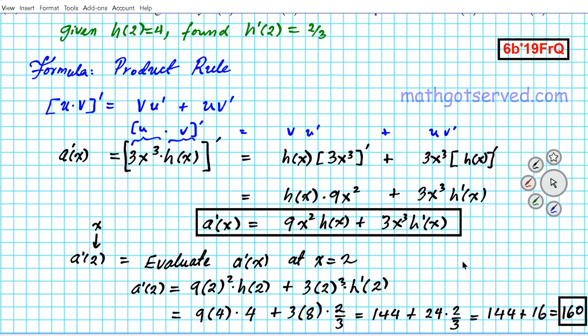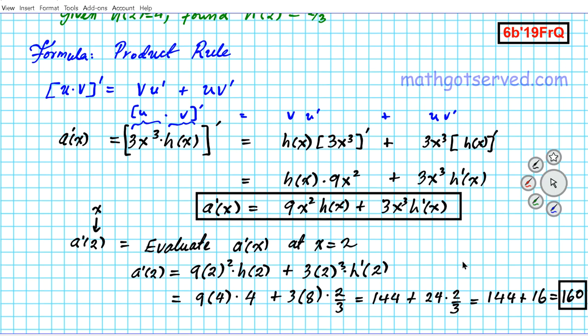Now 6B on the AP exam, how was this graded? This was a 3-pointer. You get 1 point for setting up the product rule. You get another point for applying it correctly and finding a prime of x. And then you get the last point for evaluating the derivative at 2. All right, for a total of 3 points in question number 6B.